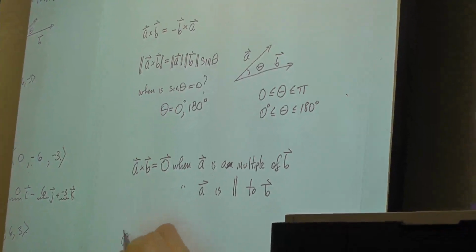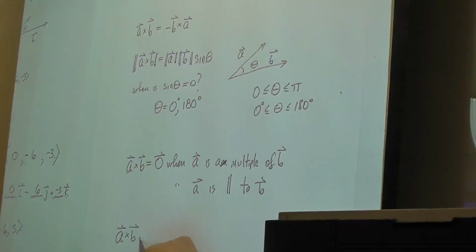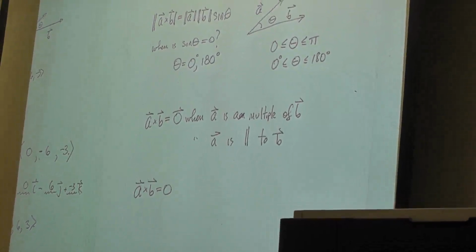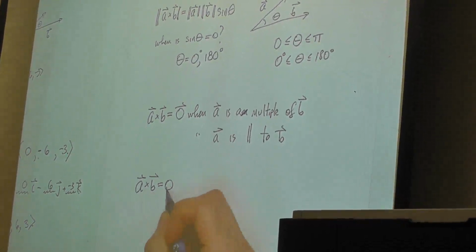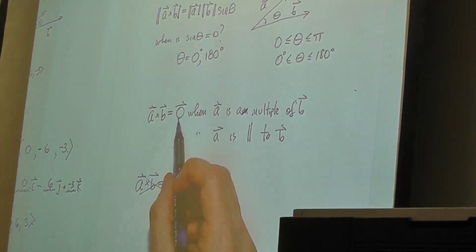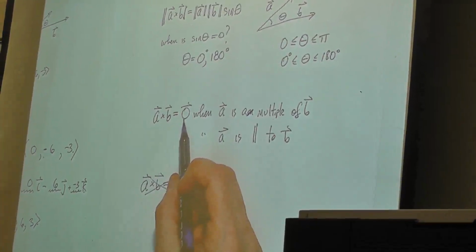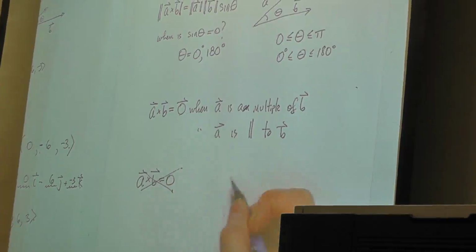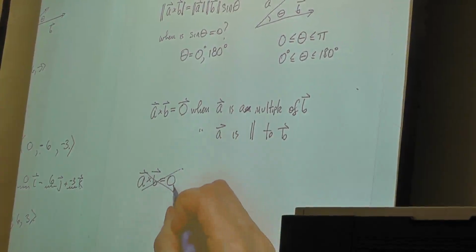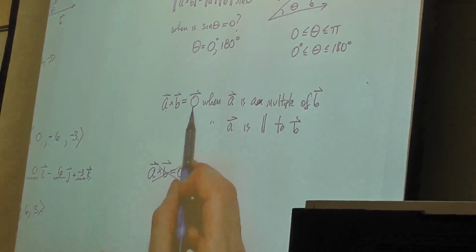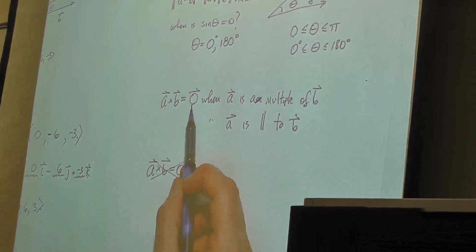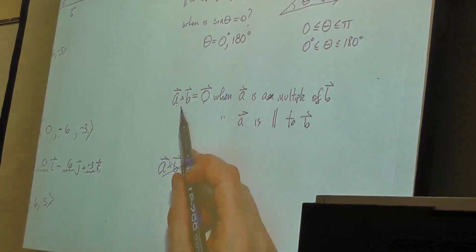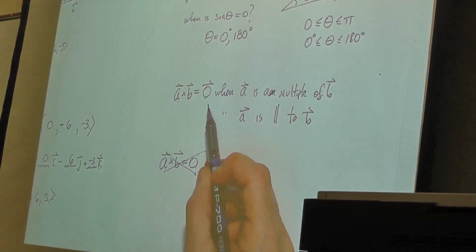Be careful, I'm not saying this. And this is one of my quirky things. I'm really careful about notation. A cross B is a vector. A dotted with B is a scalar. So I can talk about A dotted B equaling 0, the number, but A cross B is 0, the vector. A is a multiple of B, the cross product is the 0 vector.